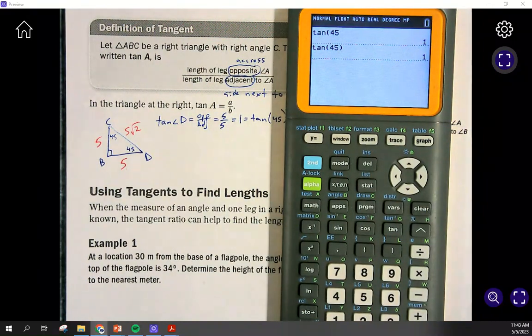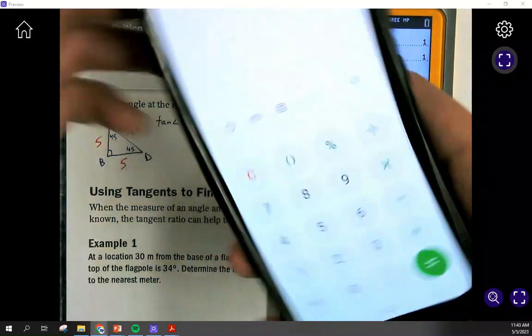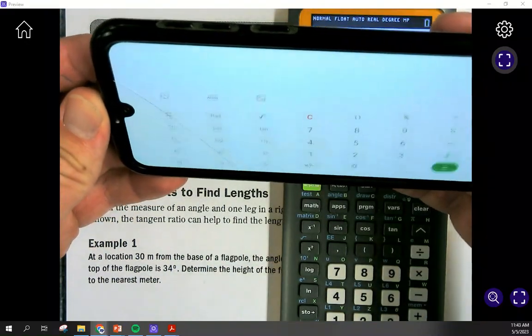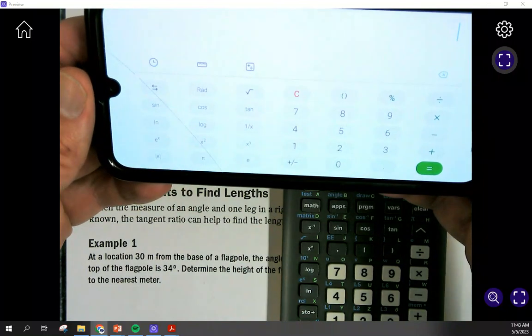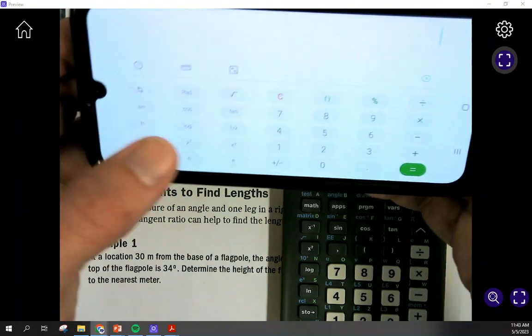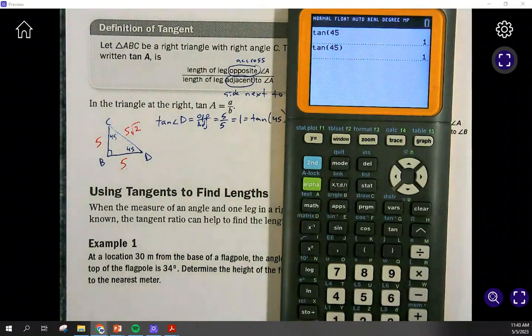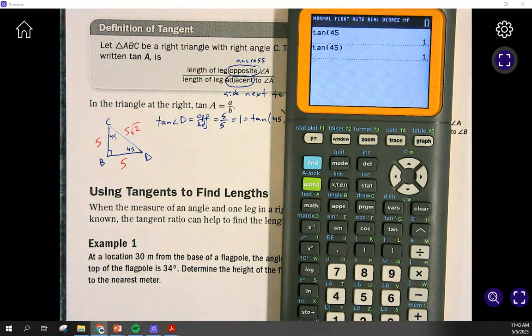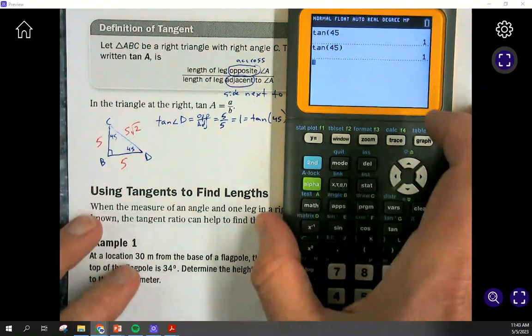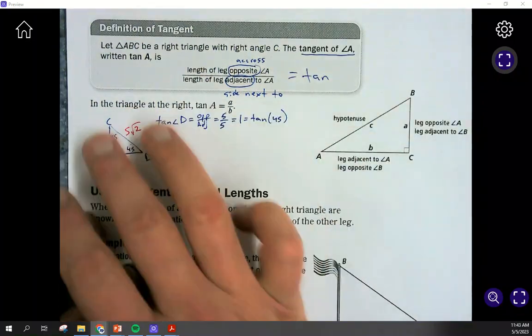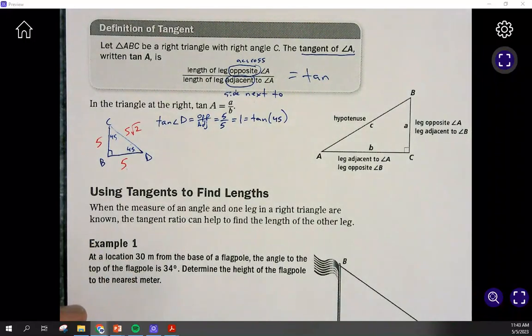Now, if you're working at home and you don't have a graphing or a scientific calculator, use your phone. If you open up your calculator app and turn your phone horizontally, it switches. I don't know if you knew this, but it switches to a scientific calculator, and I have my tangent right there that I can use. So you can do these on your phone. You don't need a special fancy graphing calculator to do it.